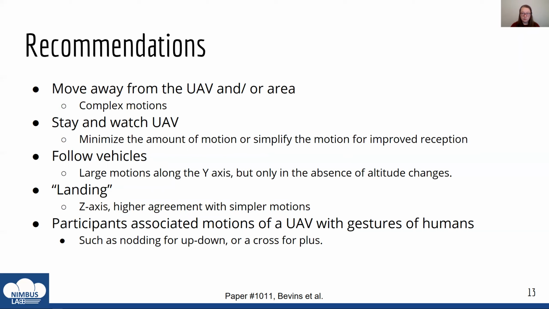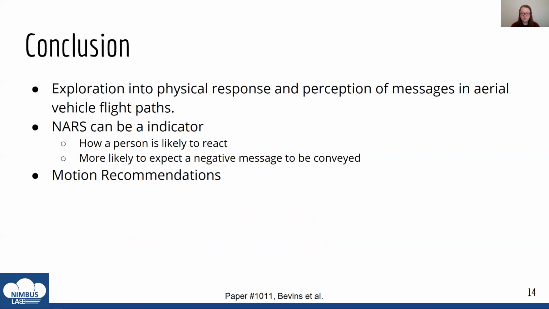Thirdly, participants report being most likely to follow vehicles with large motions along the y-axis, but only in the absence of altitude changes. For landing, most motions moving down along the z-axis were associated with some type of landing, but had higher agreement with simpler motions, such as descend and shift, diagonal descend, and straight descend. Finally, responses suggested that participants were likely to associate motions of a UAV with gestures of humans, such as nodding for up, down, or a cross for plus.